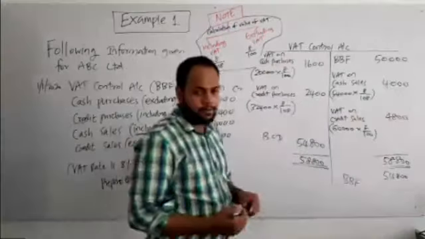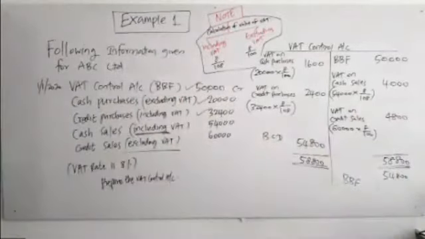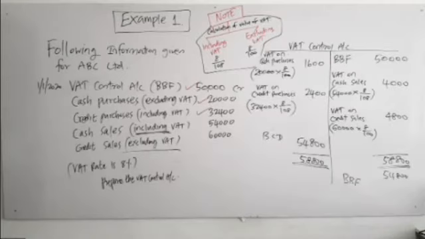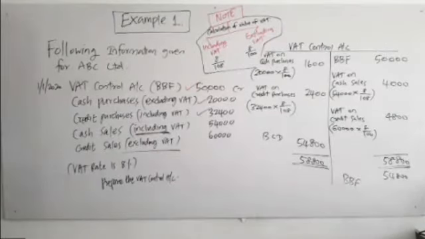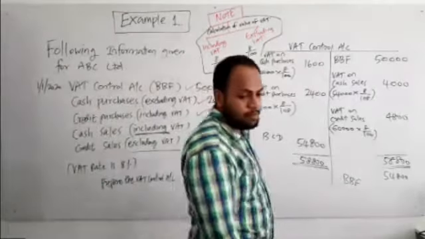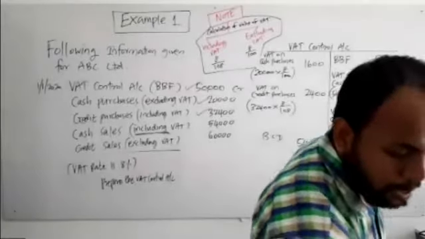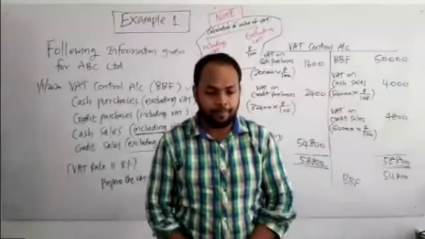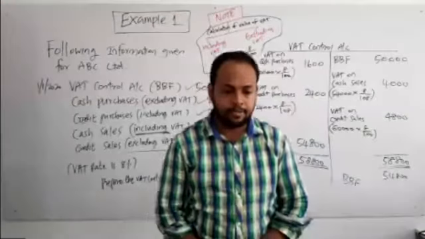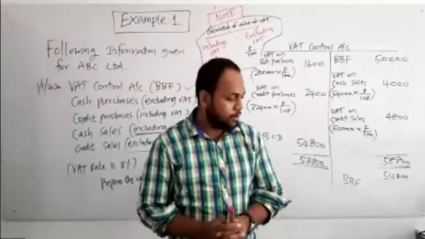So let me check the answers. Who has given 54,800? Yeah. Okay, so almost everyone has given the correct answer. So that is the VAT control account part. Very simple, right? Now you all can do a question from that. More questions I will send after the session.